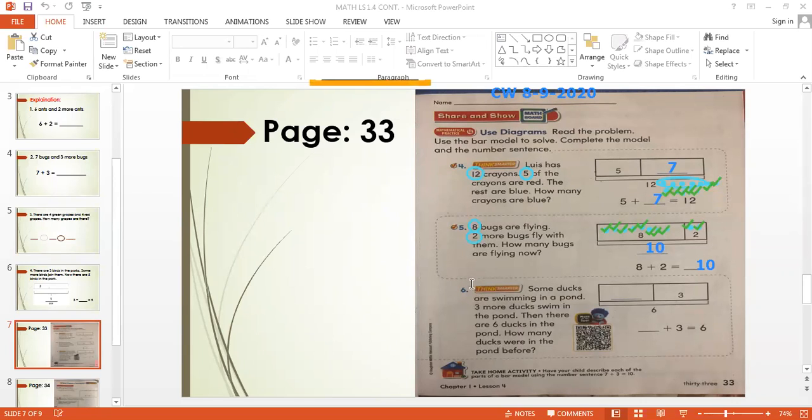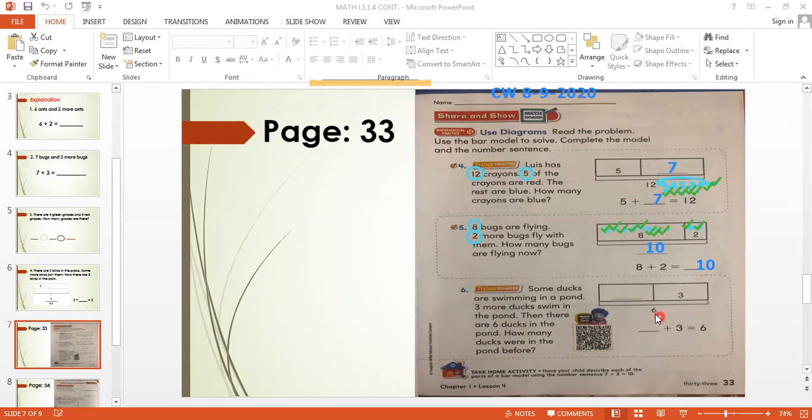Now again, question number 6. Some ducks are swimming in a pond. 3 more ducks swim in the pond. So some ducks are swimming, you don't know how many ducks, and 3 more come and join them. There are 6 ducks in the pond. So now all together there are 6. So how many ducks were in the pond before?